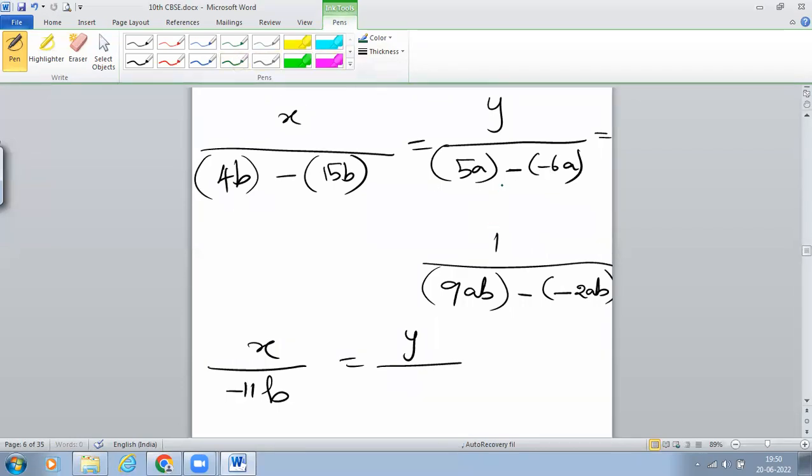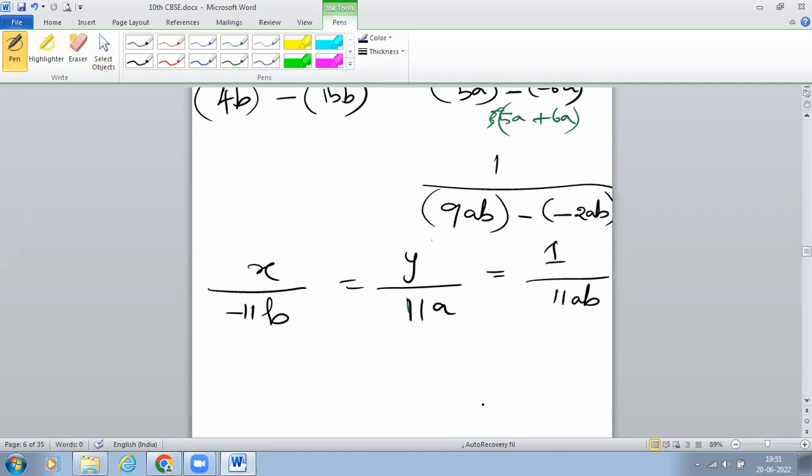Okay, see here, when you reduce this, we'll get 5a. We can remove the bracket. Minus into minus is plus. So 5a plus 6a. What is 5a plus 6a? That is 11a, right? Yes, sir, 11a. Which is equal to 1 divided by, listen, 9ab, minus into minus is plus. So 9ab plus 2ab is 11ab.